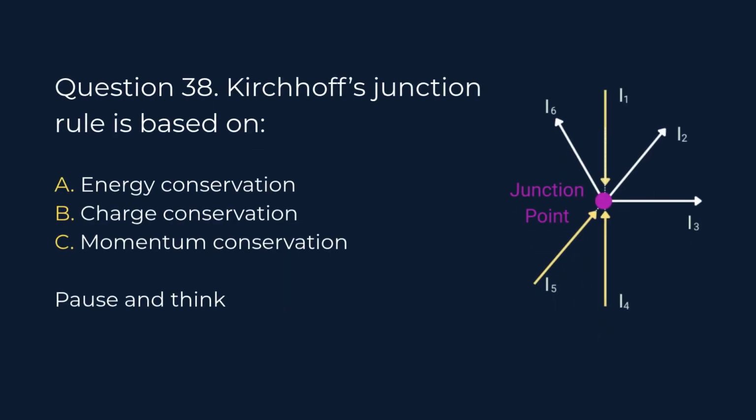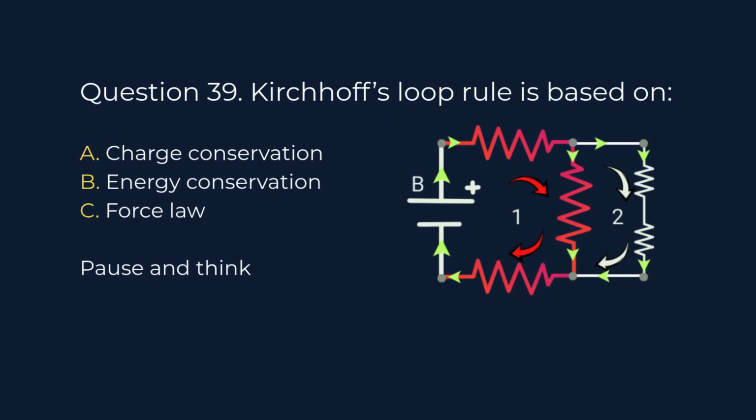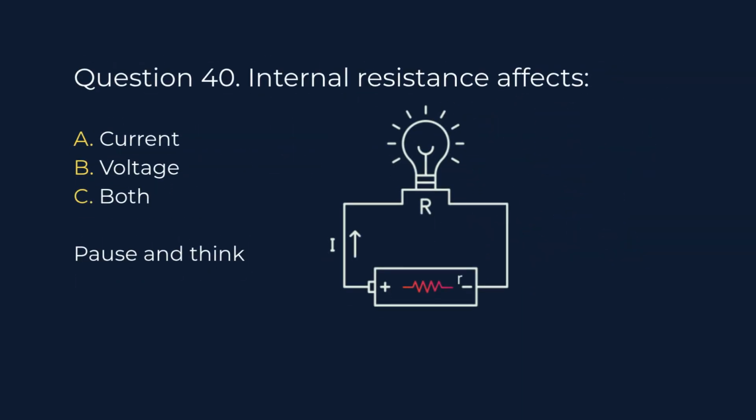Question 38. Kirchhoff's junction rule is based on A, energy conservation, B, charge conservation, C, momentum conservation. Question 39. Kirchhoff's loop law is based on A, charge conservation, B, energy conservation, C, force law. Question 40. Internal resistance affects A, current, B, voltage, C, both.